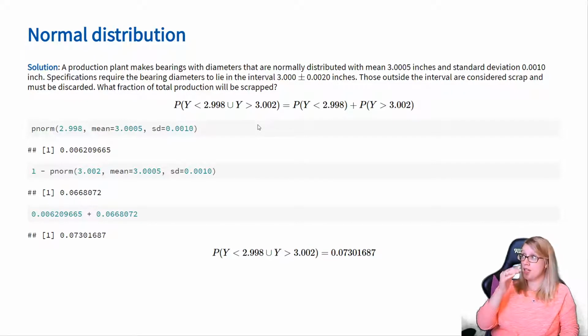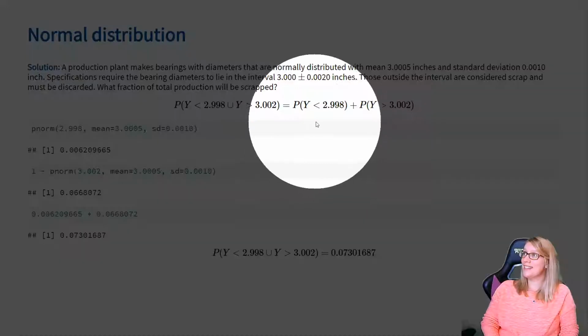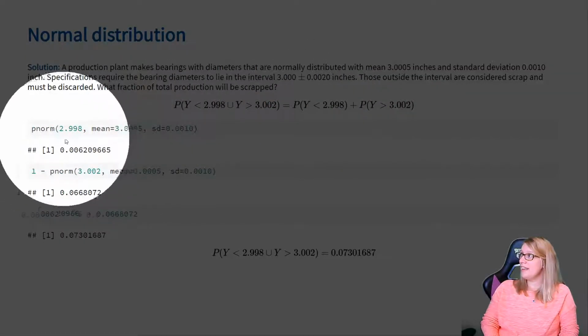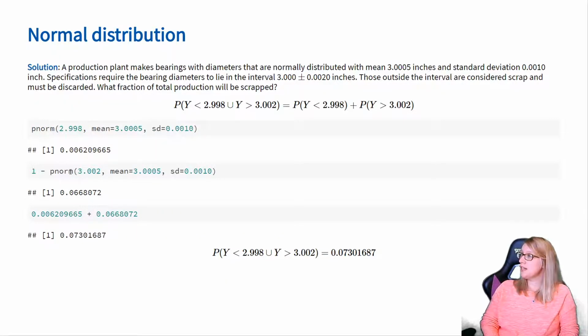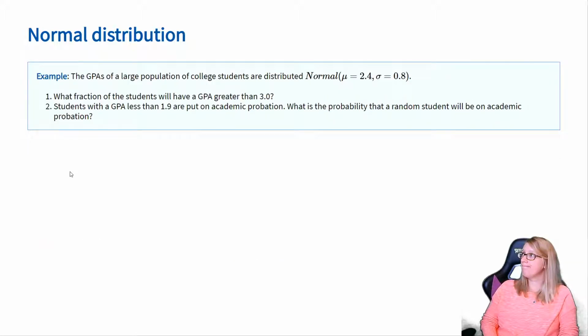Using that p-norm function, the probability that y is less than 2.998 is very small, 0.006. It's more likely that if a ball bearing does not meet specifications, it's actually a bit too big. Using 1 minus p-norm, we get the probability that y is greater than 3.002 to be about 6%. Adding those 2 probabilities together, we get about 7% of ball bearings will be either too small or too large and need to be scrapped.